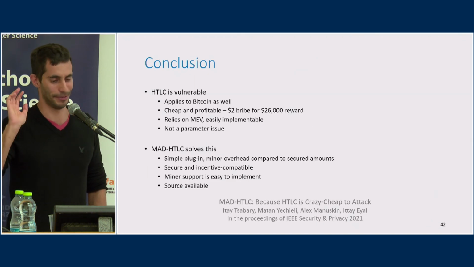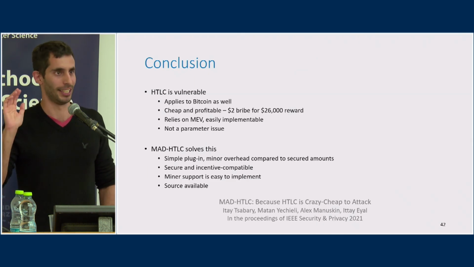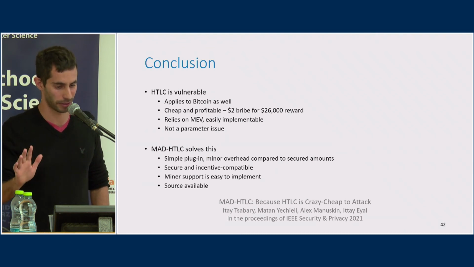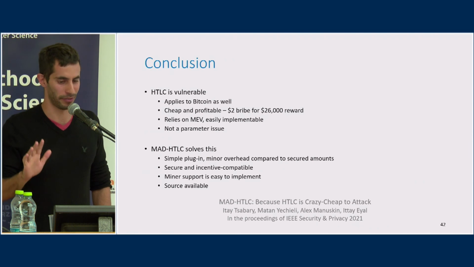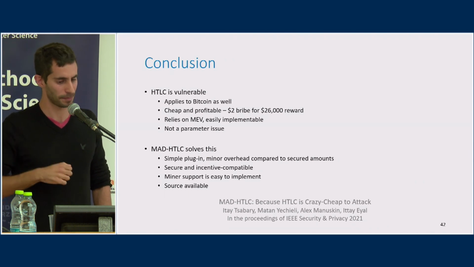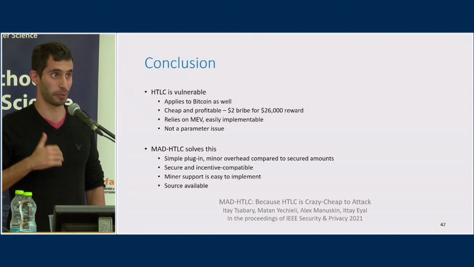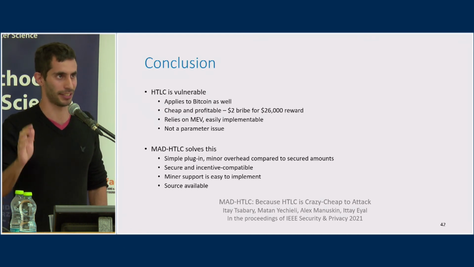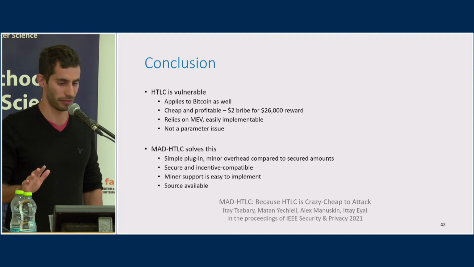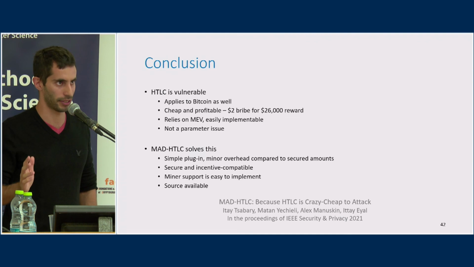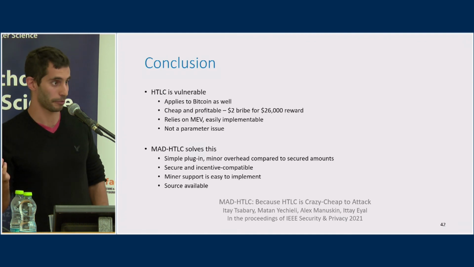To conclude, HTLC is vulnerable. The bribe attacks apply to Bitcoin as well. They're cheap, they're profitable, and they rely on MEV, which is easily implementable. Simply increasing the timeout is not the solution. We propose Med HTLC. It's secure, it's incentive compatible, with minor overhead compared to the secured amounts. It's easily supported by the miners, and the source is available online. Thank you very much.